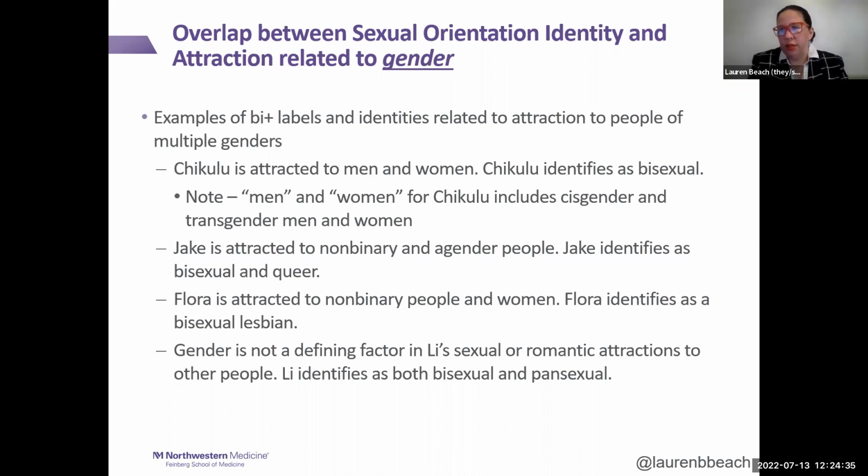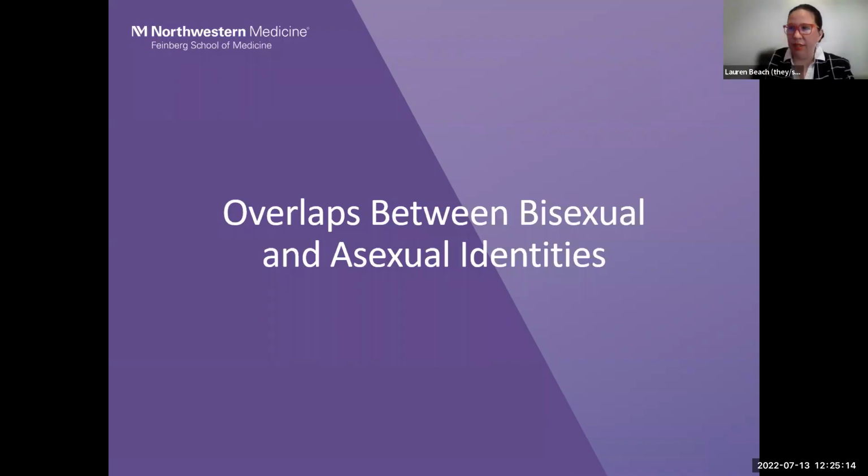And also, last one, gender is not a defining factor in Lee's sexual or romantic attractions to other people. Lee identifies as both bisexual and pansexual. So a lot of times people think of this definition of, oh, gender's not a factor for me, I just like everybody, like people. They'd say, oh, that's pan. Well, it can also be bi. And in this case, both, right, for Lee. And of note, Robin Oakes is somebody who identifies as both bisexual and pansexual. I would be an example of a person who would only identify as bisexual, but this definition fits me. And we'll go into a little bit more about why that is in a second.